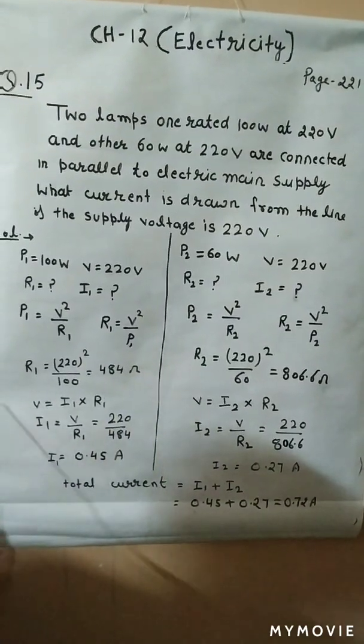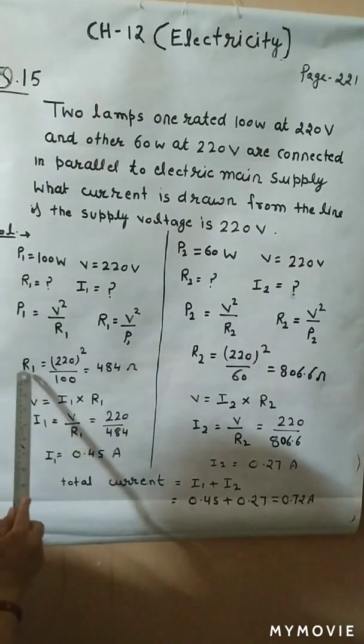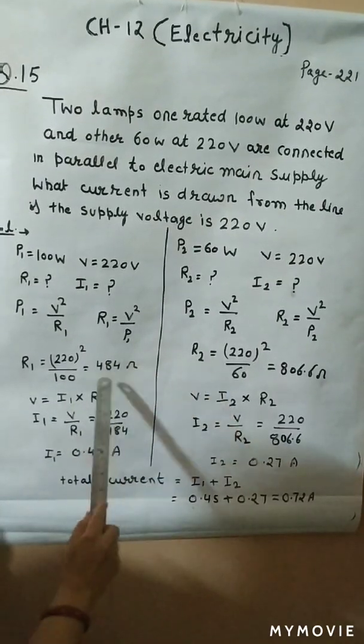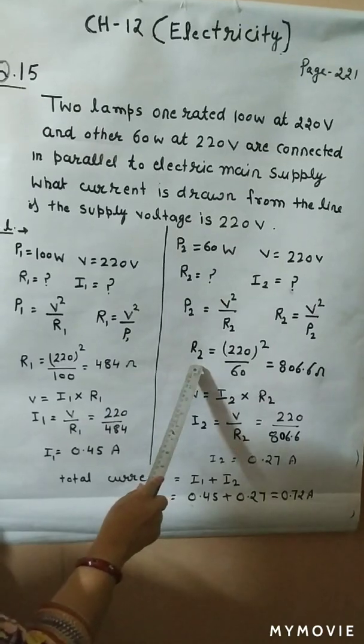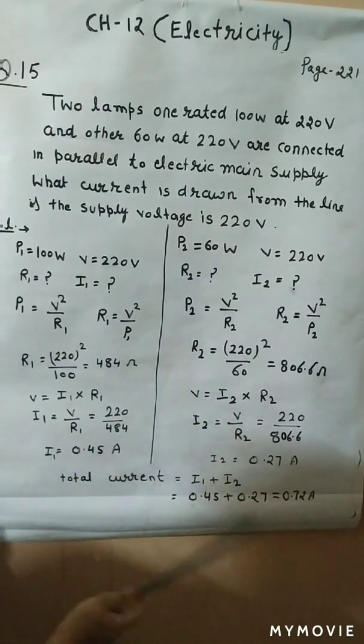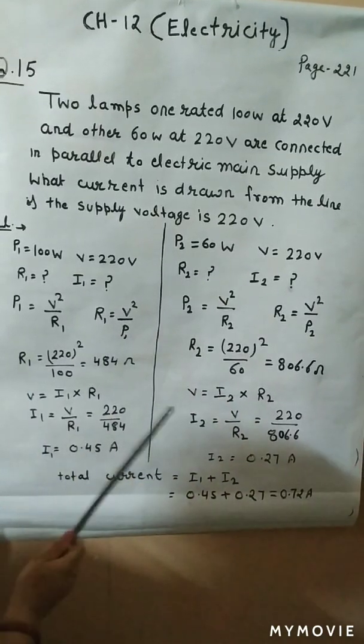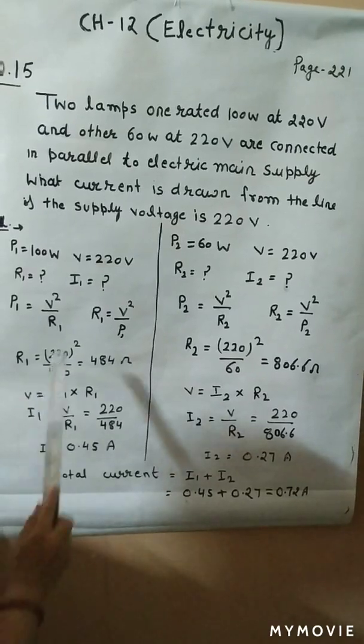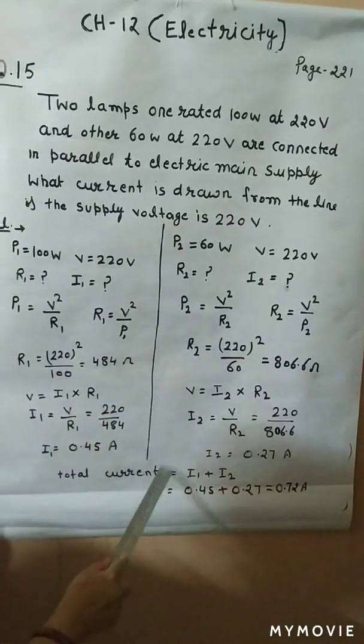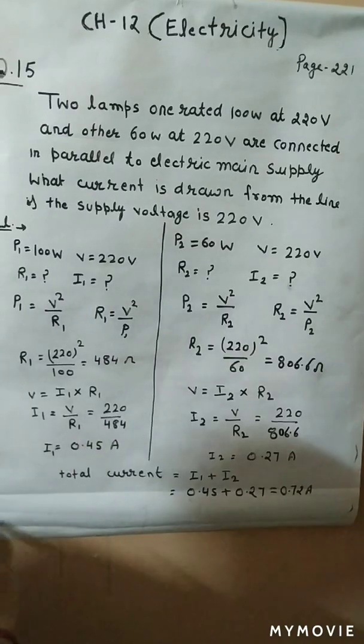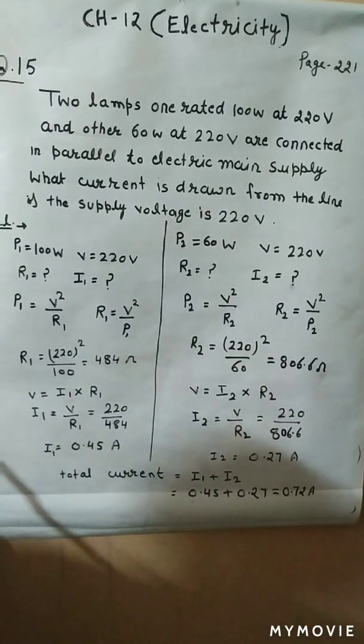If you want, you can also solve that by finding out the resistances, combining these two resistances in parallel with each other, finding the total resistance, and then with that potential you can do that method also. But this is the easy and short method. So in this way you have to do the numerical.